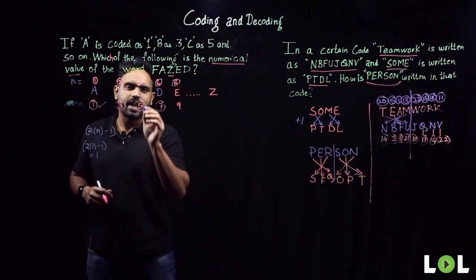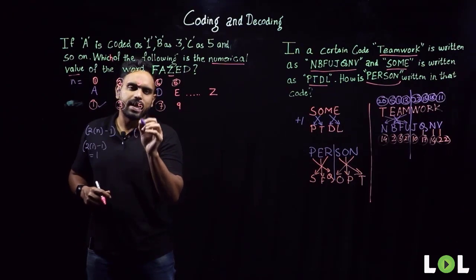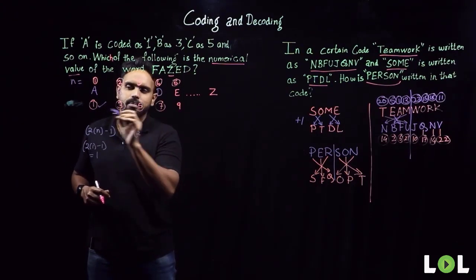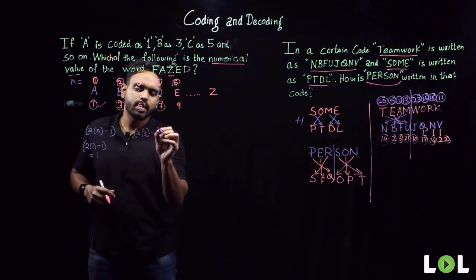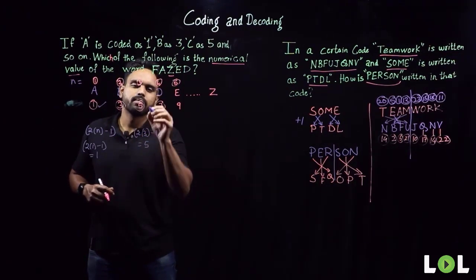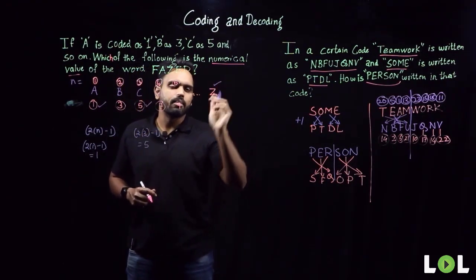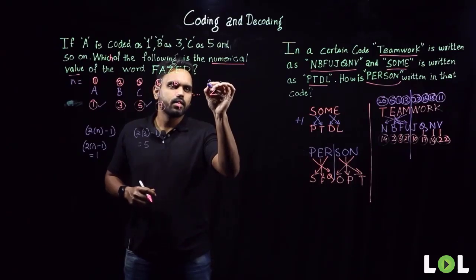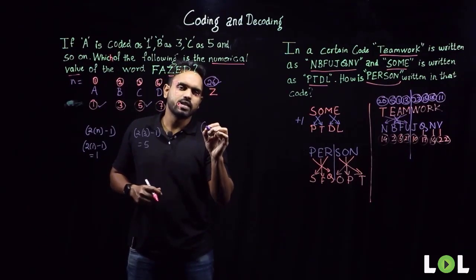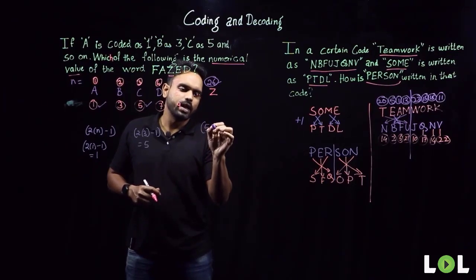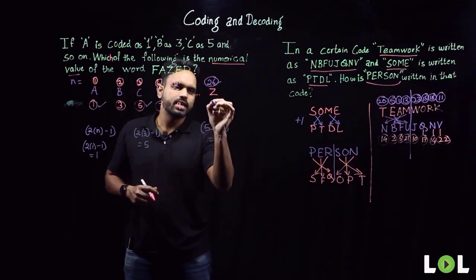Now if I come to C, the place value of C is 3. In place of n, I will substitute 3. 3 into 2, 6 minus 1, that gives me 5. So if I directly go to Z this time, what is the place value of Z? 26. 26 into 2, 52 minus 1, 51. So value of Z is how much?